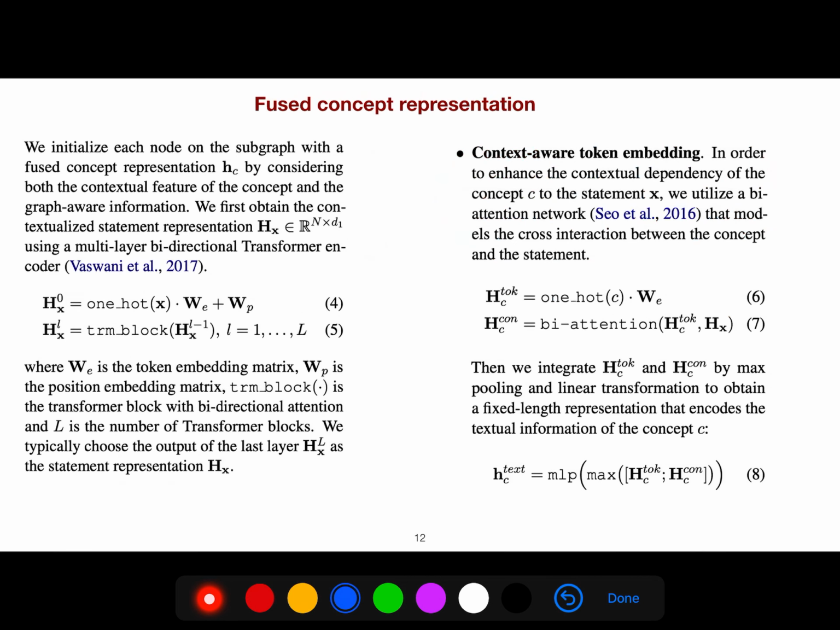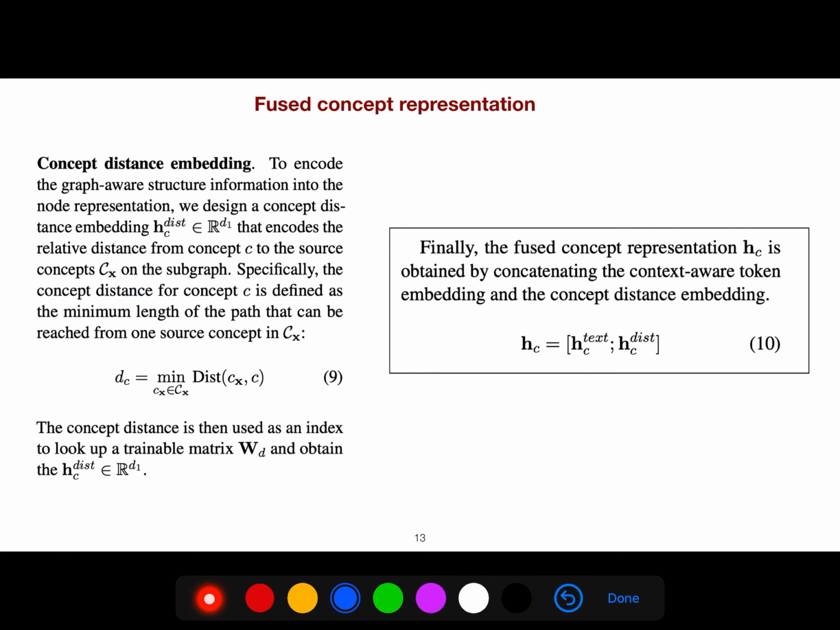So we use fused concept representation. First we have the representation, and then you use bi-attention, a kind of attention network that uses not only your tokens but also the representation that you have obtained. And finally, you represent your text by a multi-layer perceptron of the max pooling of this concatenation. And you can also use the concept distance. We want to reduce that distance as much as possible.